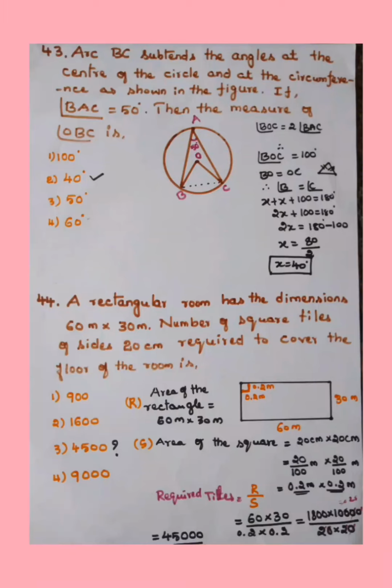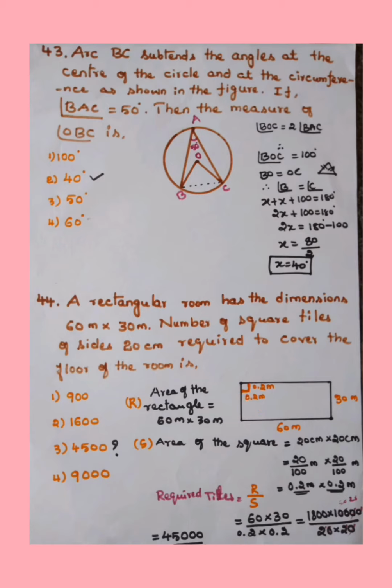Next question. This is also from geometry. A rectangular room has dimensions of 60 meter into 30 meter. The number of square tiles of side 20 centimeter required to cover the floor of the room is dash. So they have given the dimensions of the rectangular room, that is 60 meter into 30. 60 must be the length and 30 must be the breadth. And the small tiles of 20 centimeter are chosen to cover the entire room, and how many tiles it requires to cover the entire area.